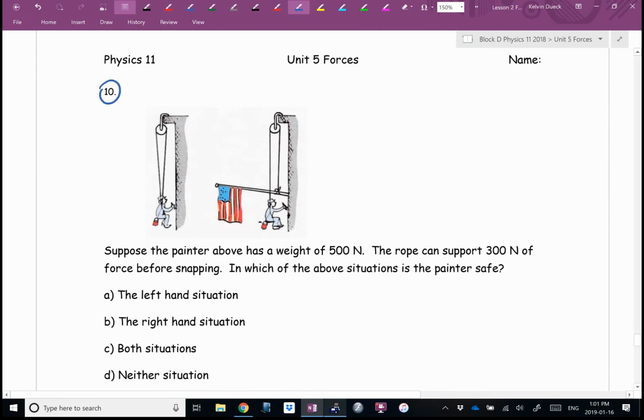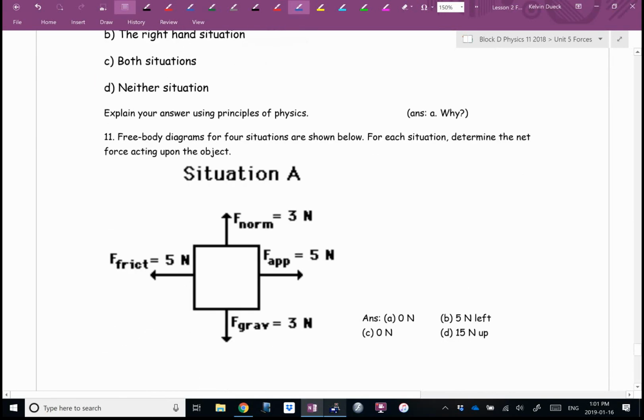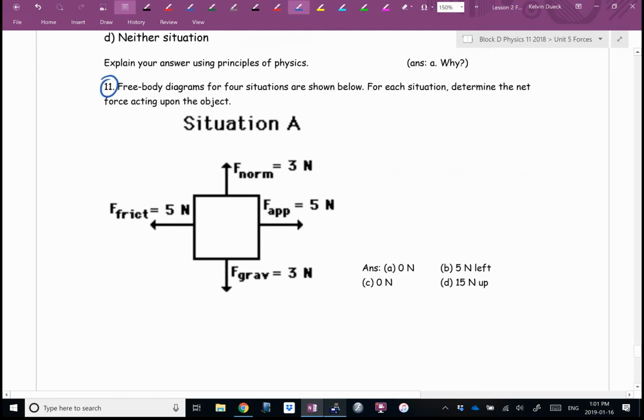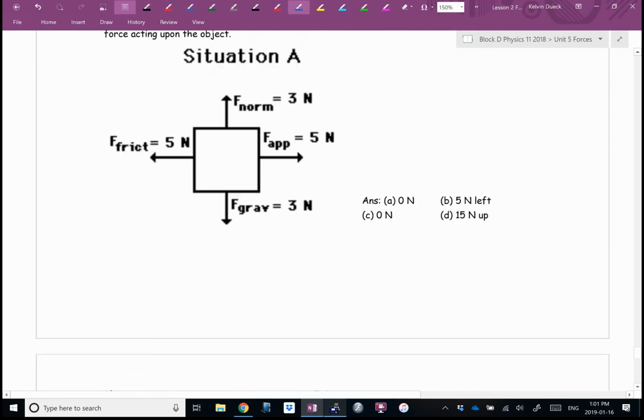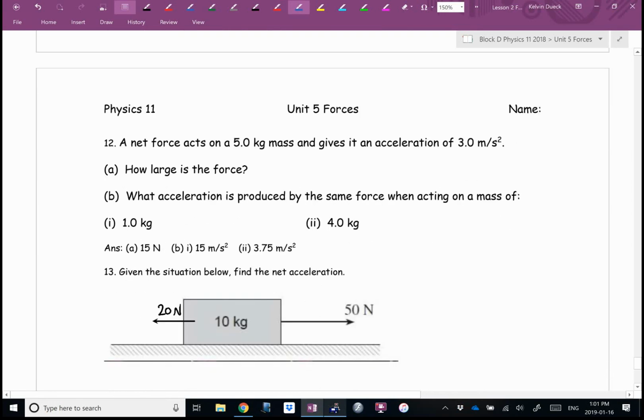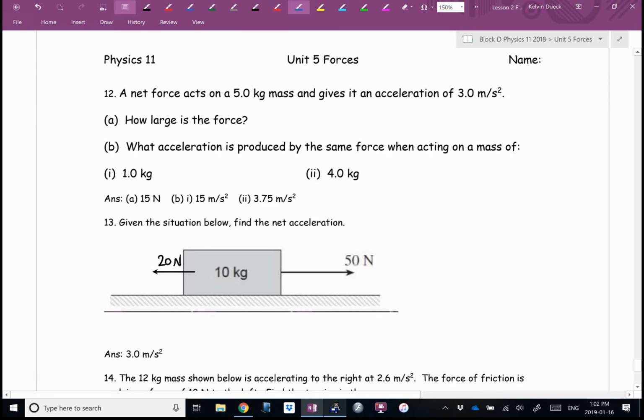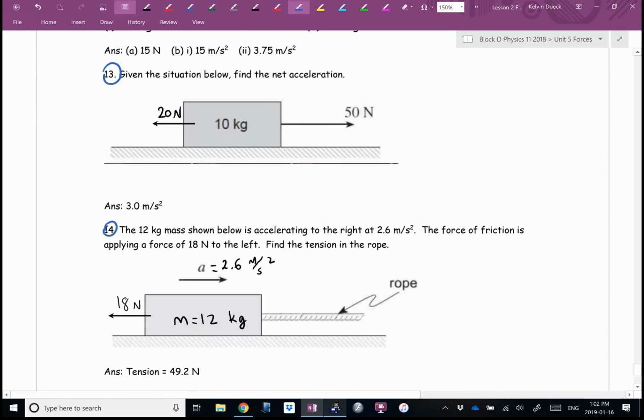Number 10. Number 11. So far I skipped 8, right? I'm trying to give you lots of time to work on this as well. 12 is good. 13 is good. 14 is good.